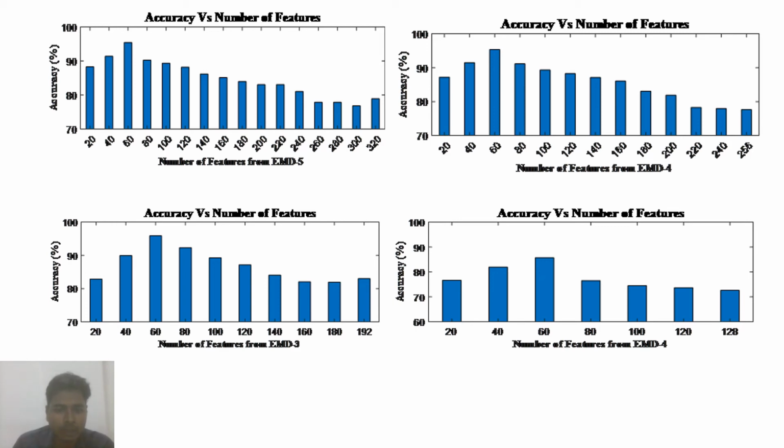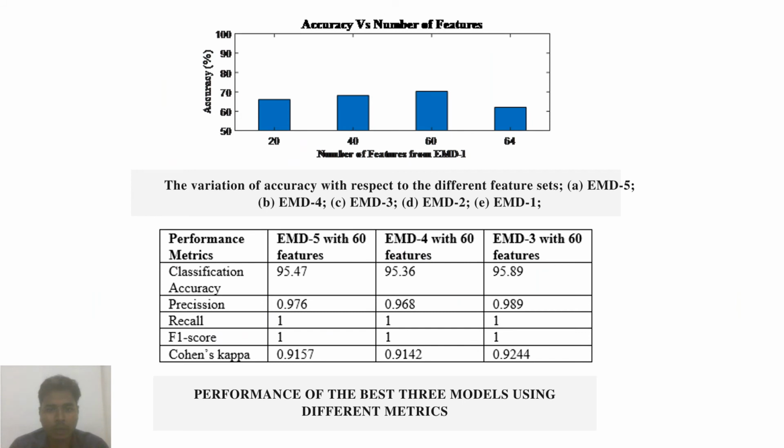60 features. In the case of EMD4, the total number of features was 256 and the highest accuracy is 95.36% achieved with 60 features. In the case of EMD3, the total number of features was 192 and the highest accuracy was 95.89% with 60 features. In the case of EMD2 and EMD1, the maximum accuracy was 85.73% and 70.26% respectively with 60 features.